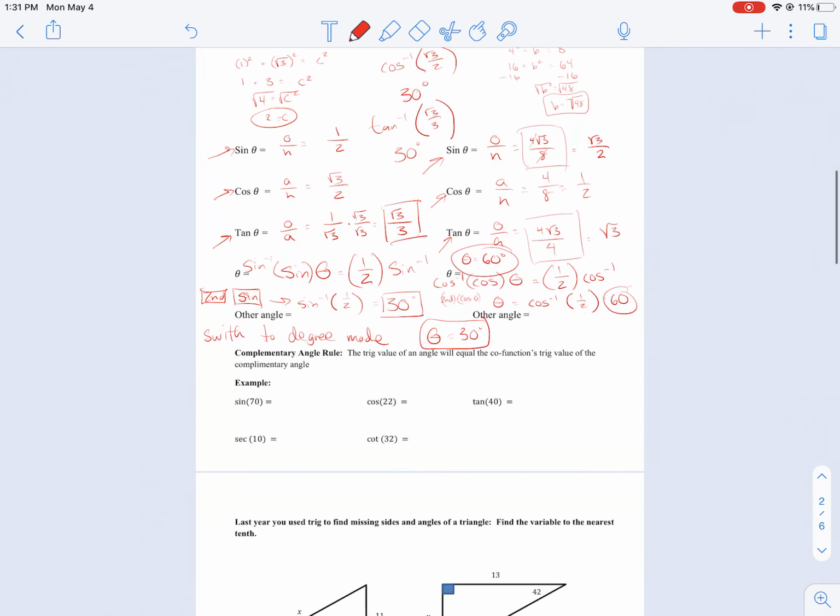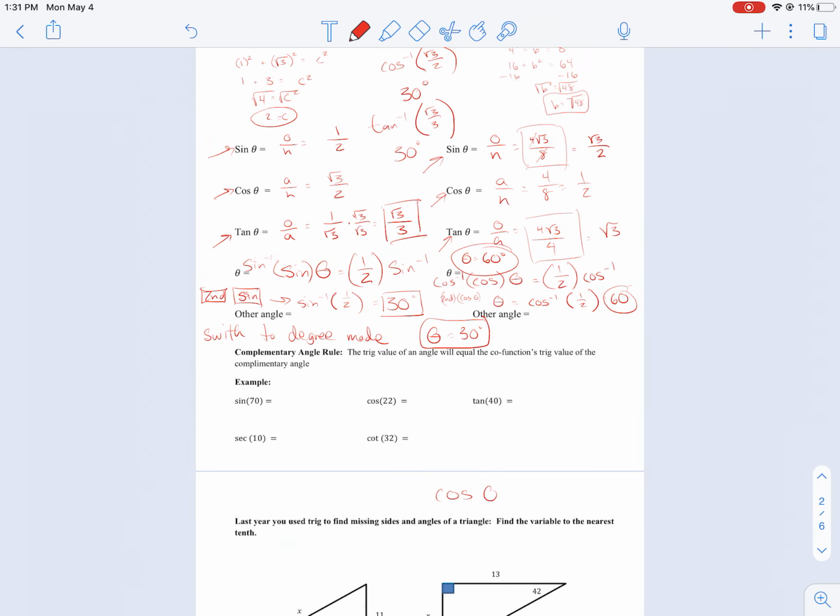So anytime you see a problem like this, cosine of theta is equal to 1/2, in order to solve that, you need to take the arc cosine, or the cosine of negative 1. And what happens? These cancel, and you're left with theta is equal to cosine negative 1 of 1/2. That's what you have to do. All right, let's keep going here.